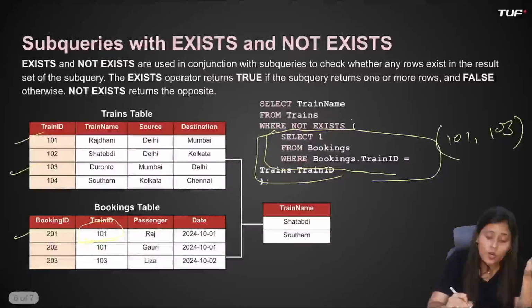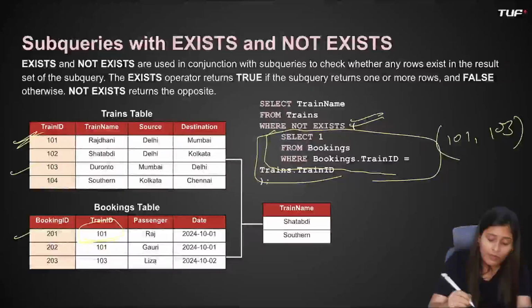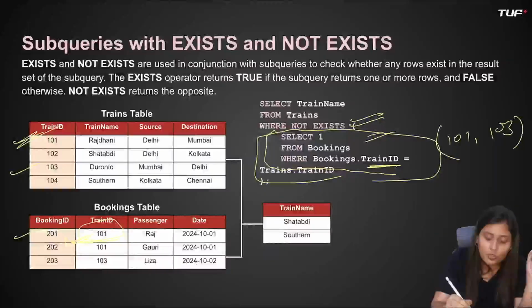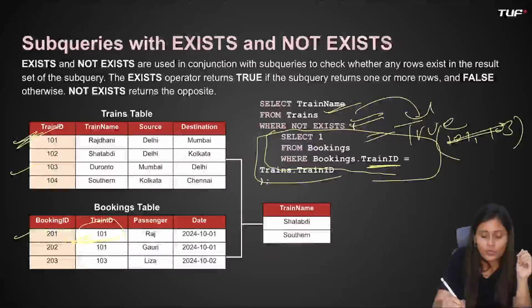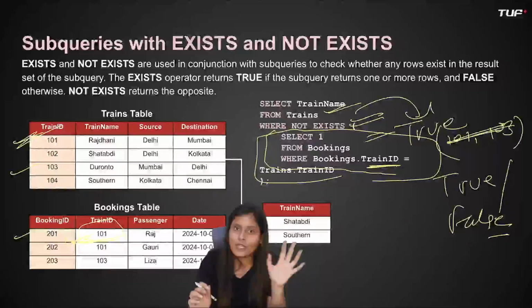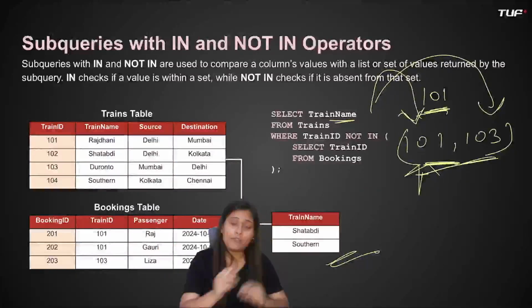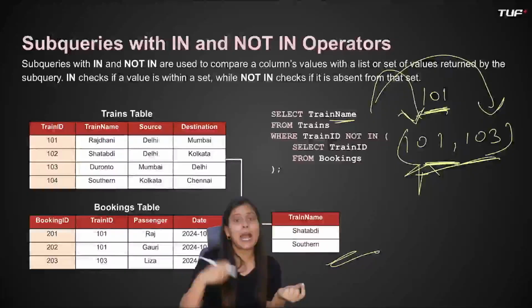But with EXISTS and NOT EXISTS, it actually gives true or false results. With train ID 101, if you check, 101 is already there, and having the same conditions like bookings.train_ID matching with trains.train_ID, this will give you true. So you check whether it exists, and true, it exists. So instead of 101 and 103, it will give you true or false: EXISTS true, or NOT EXISTS false. That's how it works. But in the case of IN and NOT IN, it gives you the values, where every value you compare and match to see whether it is there or not.